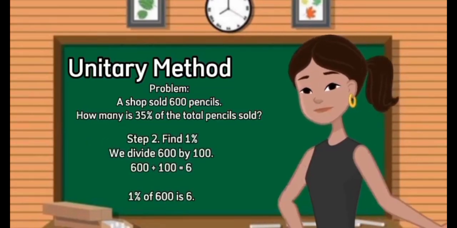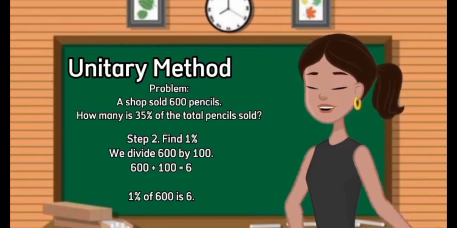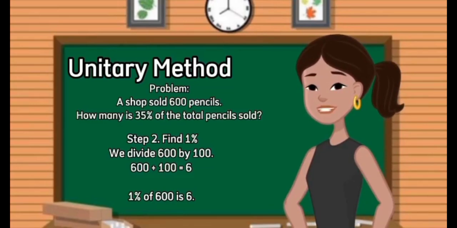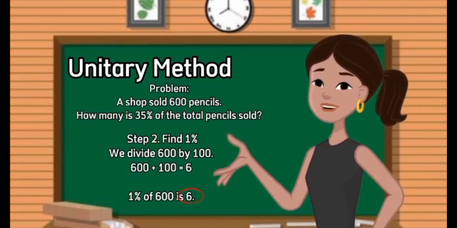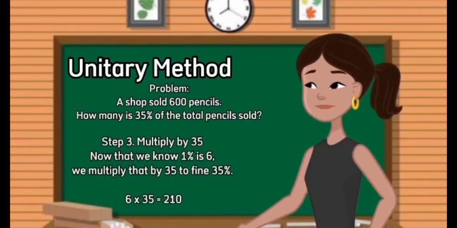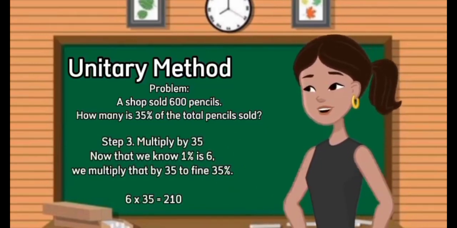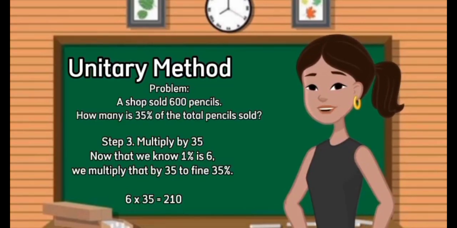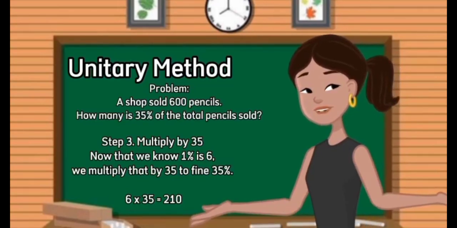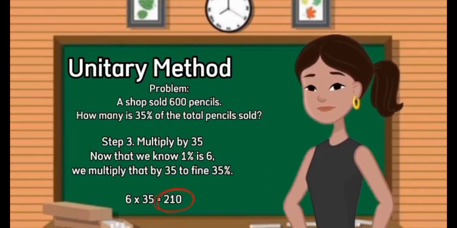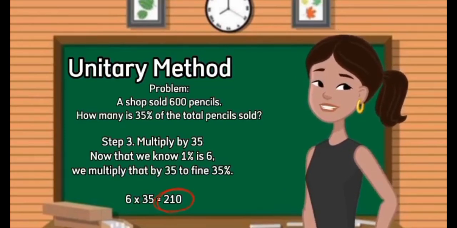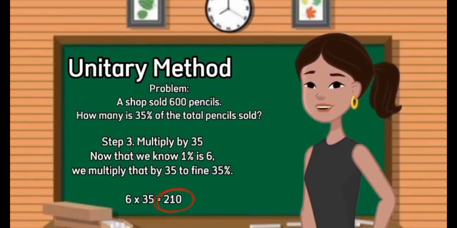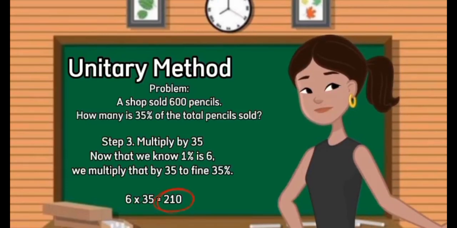In step 2, we are going to find the 1%. So, we divide 600 by 100. 600 divided by 100 gives us 6. So the 1% of 600 is equal to 6. Then step 3, we multiply it by 35. Now we know 1% is 6. We multiply that by 35 to find the 35%. 6 times 35 is equal to 210. So our final answer is 35% of 600 is equal to 210 pencils.